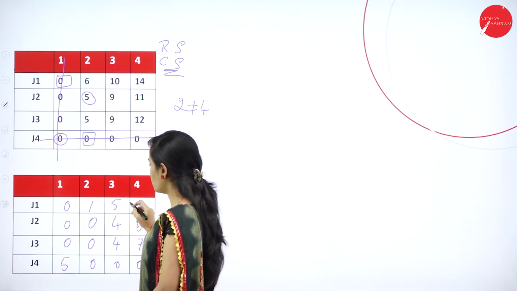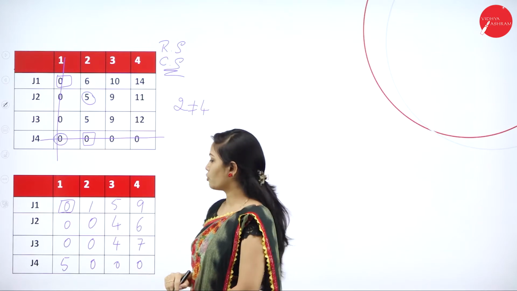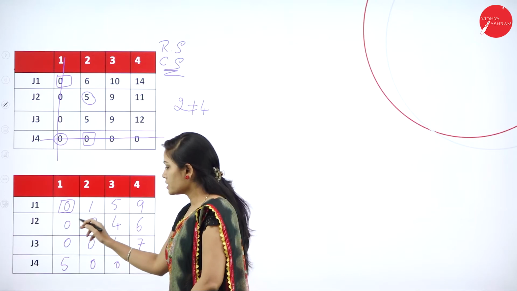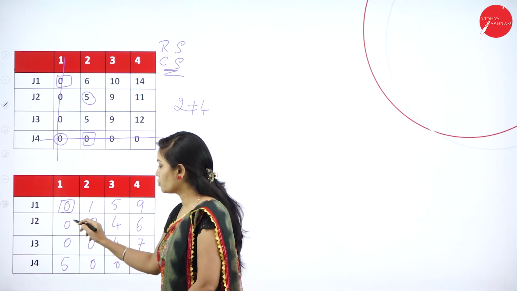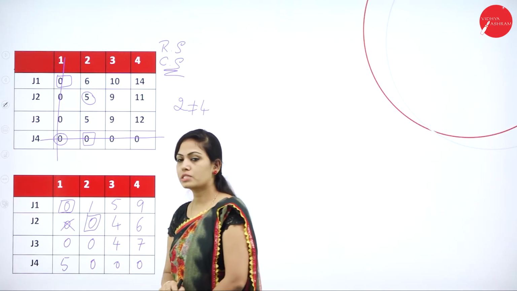Now you can go for diagonal selection. So in the first row, I have only one 0. I will put a square box around that 0. In the second row, I have 2 zeros. This 0 I can't assign because over that I have assigned one 0 already. So you can't assign this. You can cancel this 0 and you can put a square box around that 0.